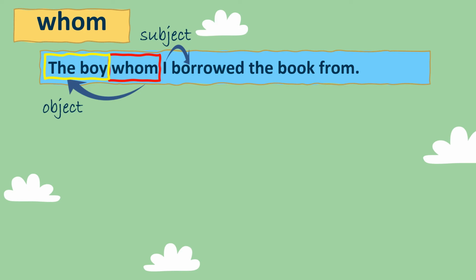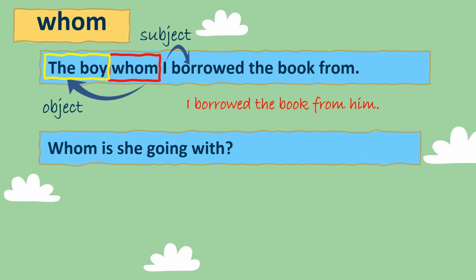So saya pinjam buku tu daripada siapa? Saya pinjam daripada the boy. So that is why the boy is the object of this sentence. And you can also restructure the sentence like this. I borrowed the book from him. Awak boleh replace kan, gantikan whom dengan the pronoun, object pronoun him. I borrowed the book from him.